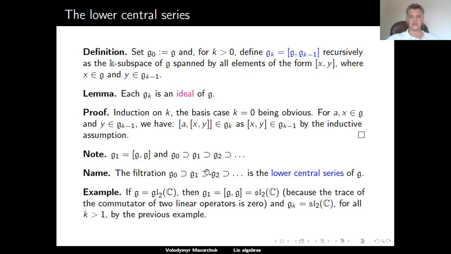For example, if we start with the Lie algebra GL2C, then the derived algebra of GL2C will be SL2C, simply because the trace of the commutator of any pair of linear operators must be 0, and so it must belong to SL2C. And by the computation from the previous slide, we know that the derived algebra of SL2C is itself. We will definitely obtain the whole of SL2C as a commutator of GL2C with itself. And because of the same property that the derived algebra of SL2 is SL2, we will get that Gk will be equal to SL2 for all k greater than 1 as well. So in this case, the lower central series of GL2C stabilizes at the first step as SL2C.